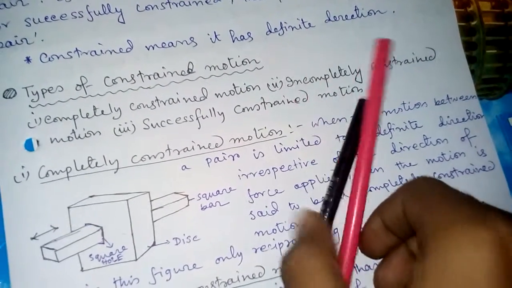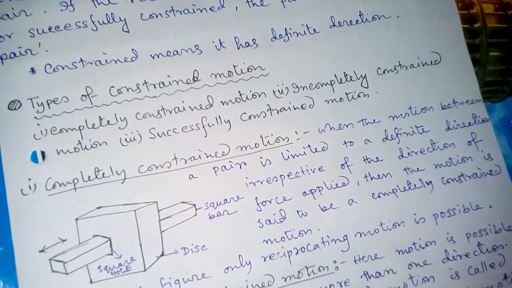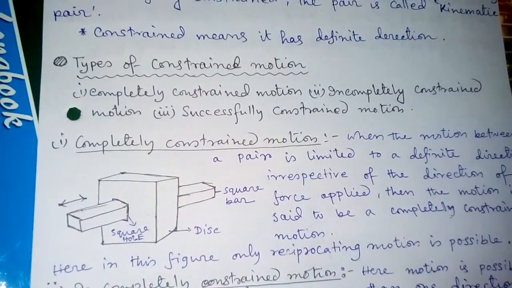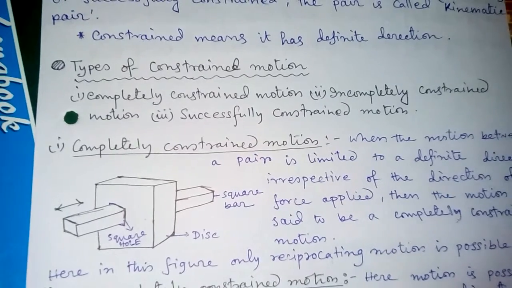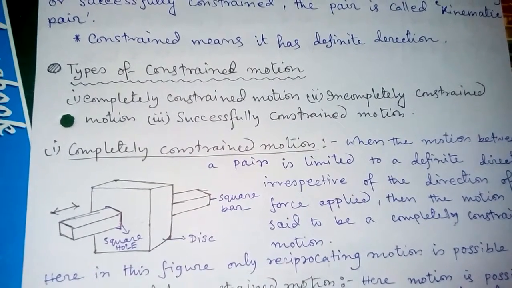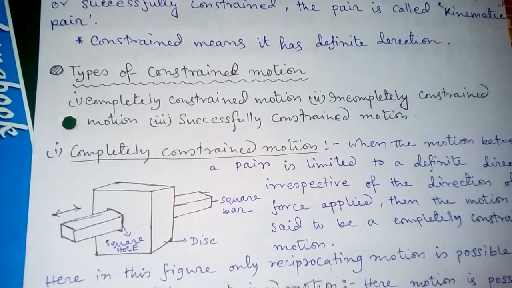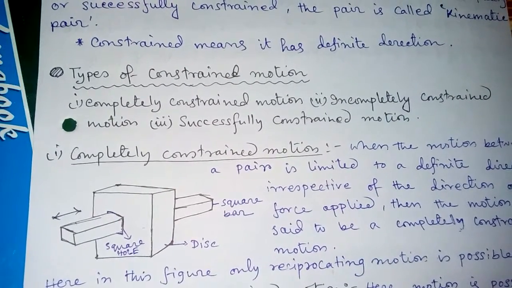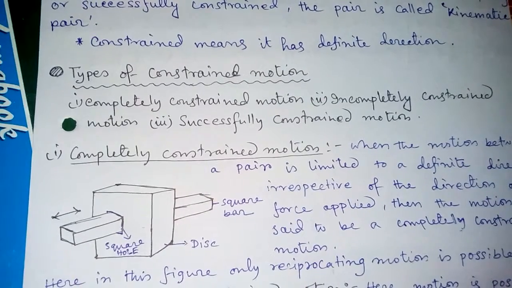Okay. Now constrained motion. First, types of constrained motion. Three types of constrained motion exist in our mechanics. First is completely constrained motion. Secondly, incompletely constrained motion, and third is successfully constrained motion.